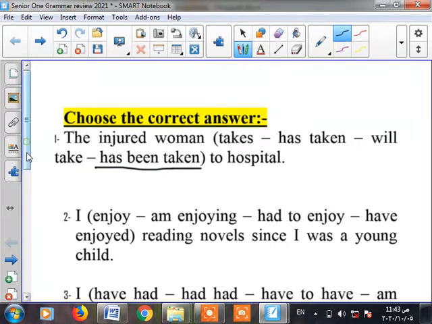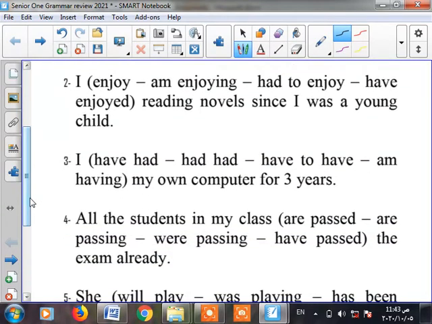The second sentence: I dots reading novels since I was a young man. Here you have the word since. Before since, you're going to use the present perfect, which is have or has plus PP, and after it you use the past simple. So the answer here will be have enjoyed: I have enjoyed reading novels since I was a young man.